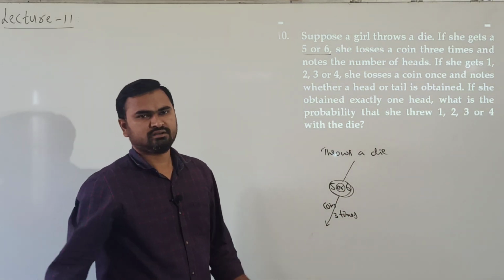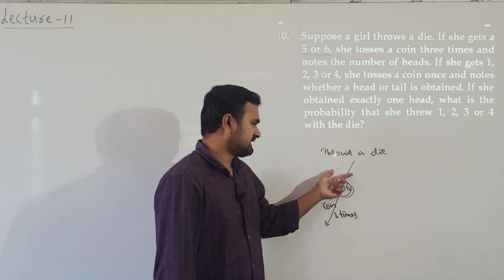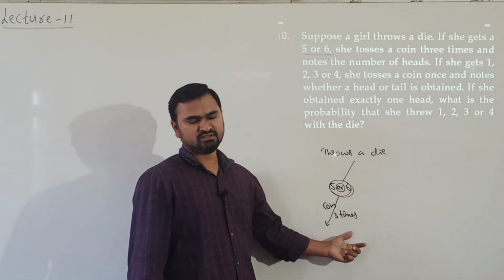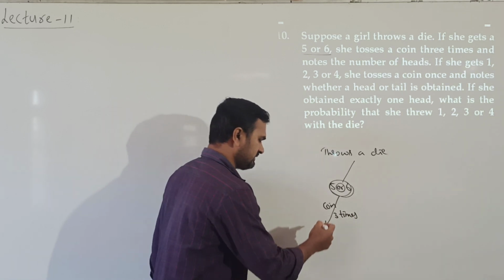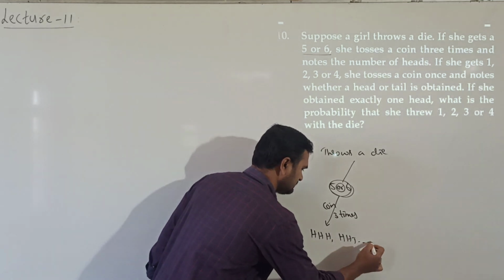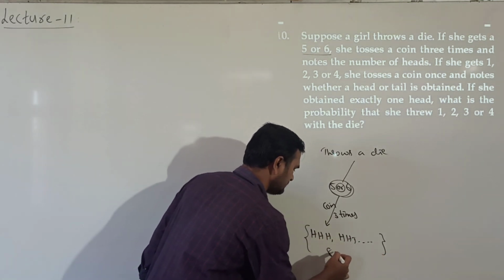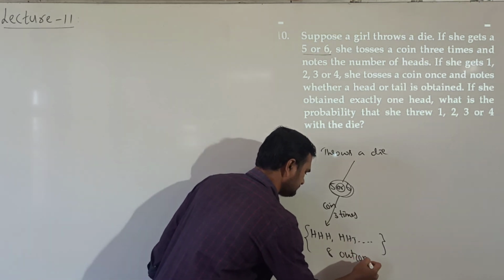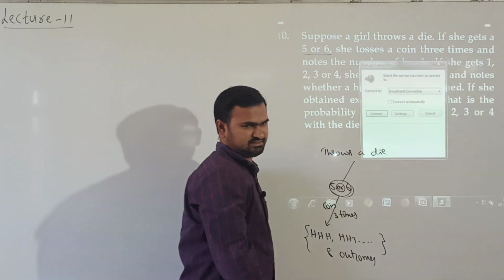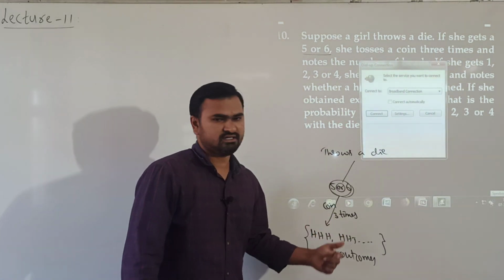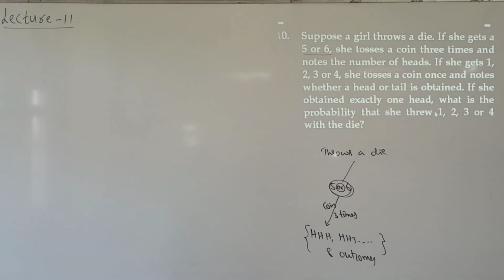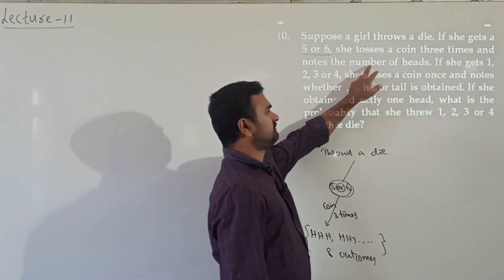This is the conditional experiment she is doing. If she gets 5 or 6 on the die, she is tossing a coin 3 times. Now tossing a coin 3 times means we will get 8 possible outcomes, HHH, HHT and so on. So these are 8 outcomes. Next, she notes the number of heads. She is tossing 3 coins, and in those 3 coins she is noting the number of heads.